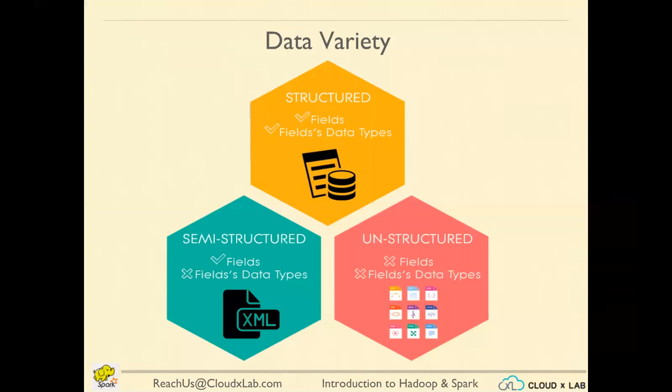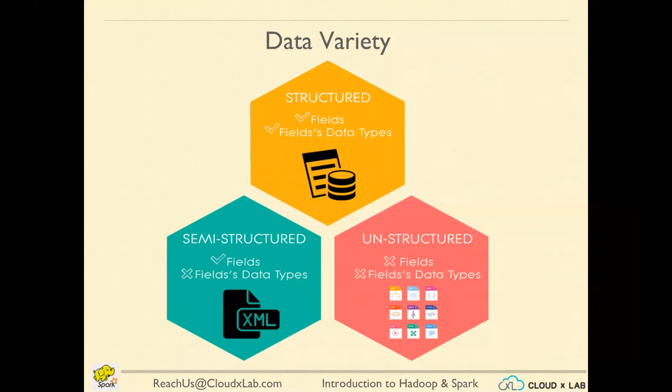What is unstructured data? We neither know the fields nor the data type of the fields. For example, data in a plain text file does not have columns, and we don't know what the data type of the columns would be. That kind of data is called unstructured data. That's completely unstructured data.